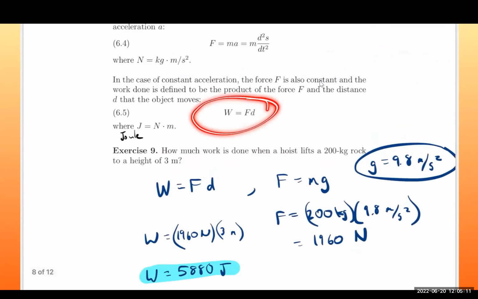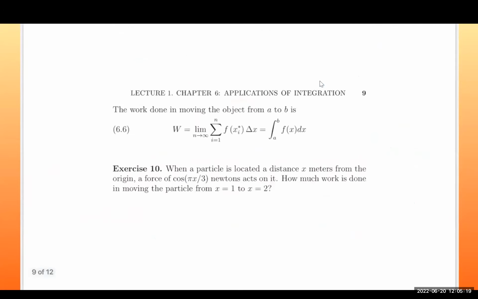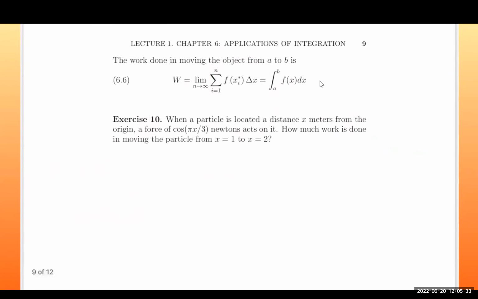All right, let's take a look at the next example. The previous formula is only for when force is constant. That's the key. If it's not constant, then you have to resort to this formula, which is a limit of the Riemann sum, which is a definite integral. Work is going to equal the integral of the force function times dx. So let's look at this example. When a particle is located at a distance x meters from the origin, a force of cosine newtons acts on it. How much work is done in moving the particle from 1 to 2?